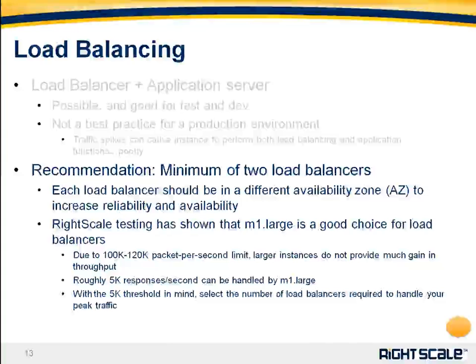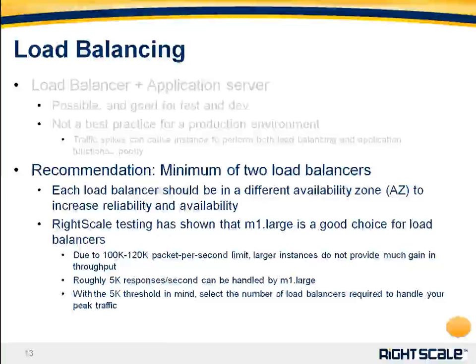So really you've maxed that out on M1 large, and throwing a larger instance size, such as an M1 extra large or any of the M2s for that matter, doesn't really give that much of a performance gain, because you're not CPU or memory limited. You're basically interface limited at that point. And we've tested and found that roughly 5,000 responses per second can be handled by one of these M1 larges. So what we generally recommend is figure out what your worst case or best case, however you want to look at it, where you have the most traffic coming in, divide that by 5,000, and that's roughly the number of HA Proxy boxes you need to throw in there.